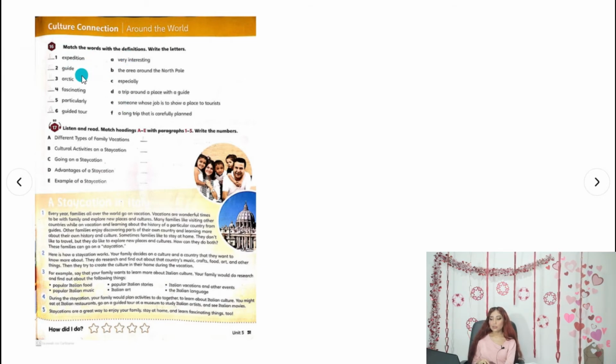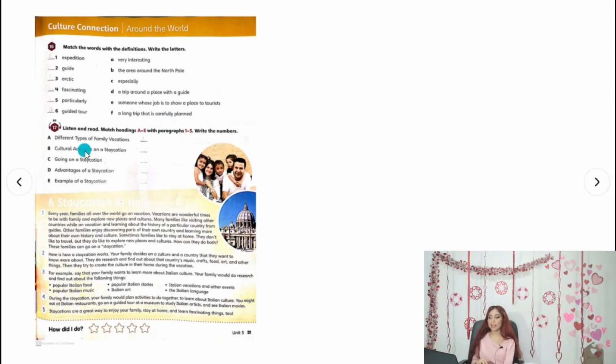Number 1, expedition, to guide, Arctic. Fascinating, particularly guided tour. Letter A, very interesting. B, area around the North Pole. Especially a trip around a place with a guide. Someone whose job is to show a place to tourists. A long trip that is carefully planned.